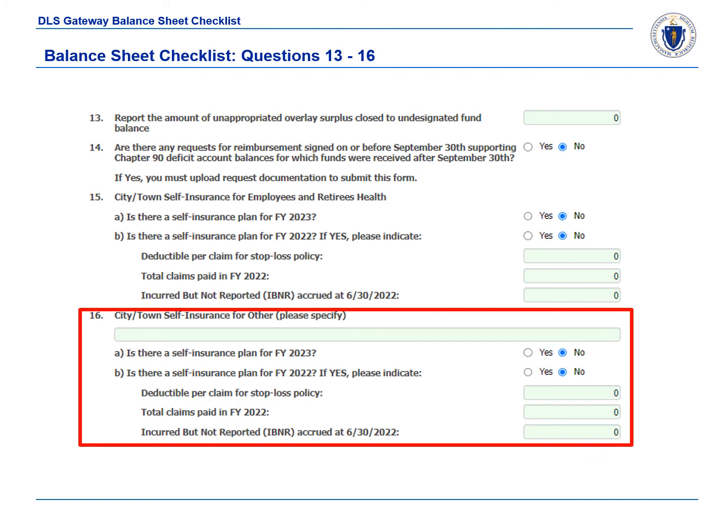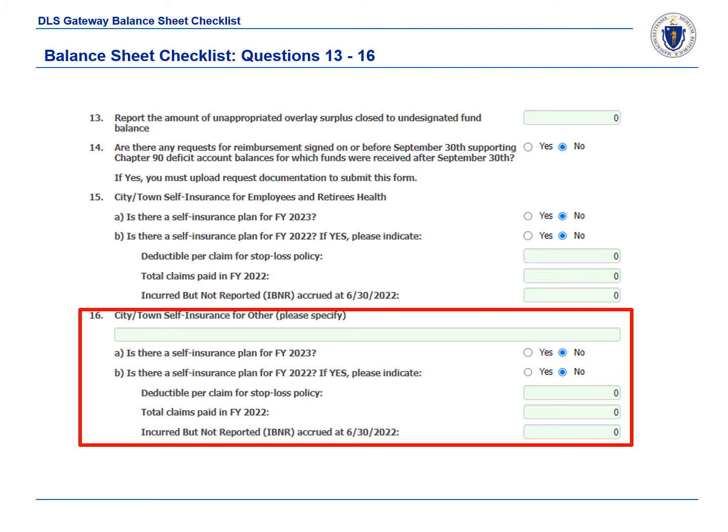Question 16, Part A, is asking whether your community is self-insured for any other insurance benefits besides health in the upcoming fiscal year. For example, is your community self-insured for dental? Part B is asking if your community was self-insured for other insurance in the prior fiscal year. A no answer for both parts A and B means that your community does not carry a self-insurance plan, and you can move on to question number 17.